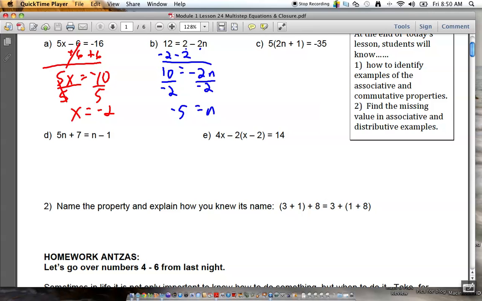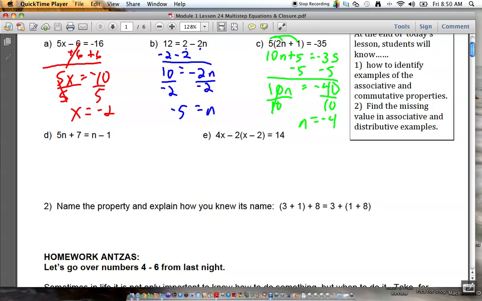All right, next. Distribute the 5 to all sides. 10n plus 5 equals negative 35, and now it's a standard 2-stepper, so we just go with it as we normally would. 10n equals, if I have 35 negatives and another 5 negatives, what do I have altogether? Negative 40. Negative 40, nice. Divide by 10, n equals negative 4.